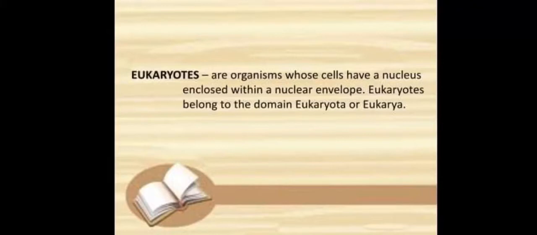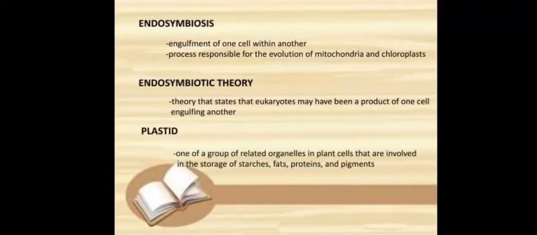Now, eukaryotes are organisms whose cells have a nucleus enclosed within a nuclear envelope. Now, did you know that eukaryotes belong to the domain Eukaryota, or shall we say Eukarya? So now we all have a little overview about our topic. Now let us first define some words that might have been misinterpreted by some.